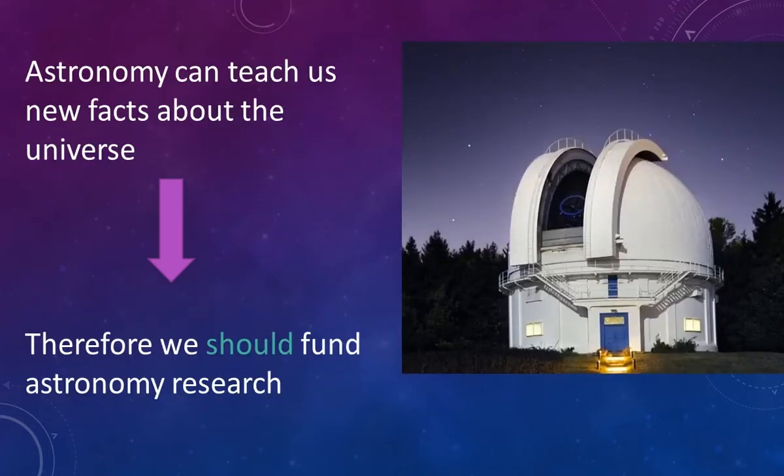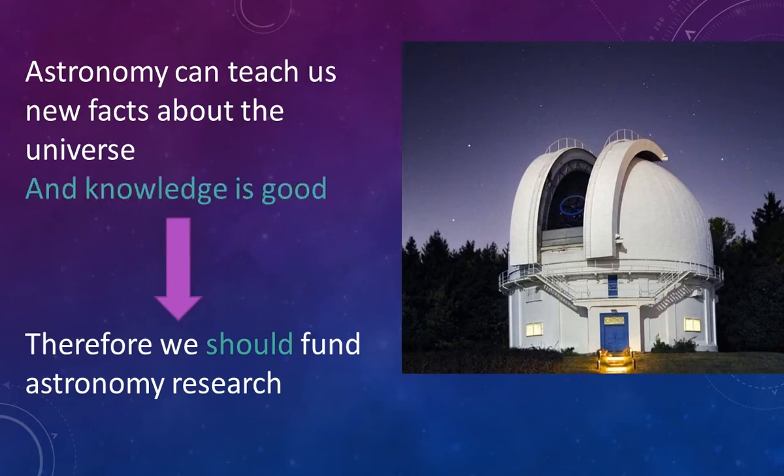Similarly, "astronomy can teach us new facts about the universe, therefore we should fund astronomy" does not follow, right? That inference, according to Hume's law, does not follow because there's a should in the conclusion and no normative claim in the premise. You need something like "and knowledge is good," right? If you don't care about knowledge, the fact that astronomy can teach you about the universe tells you nothing about where you should spend your money, right? Because you don't care about knowledge. Okay.